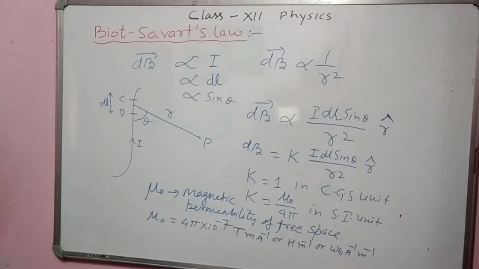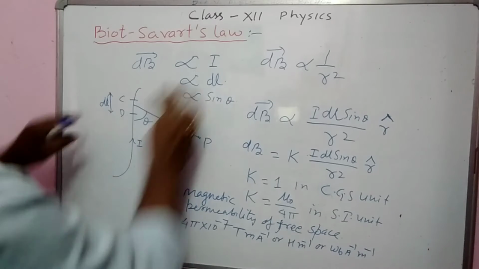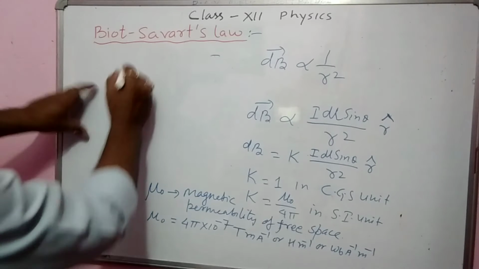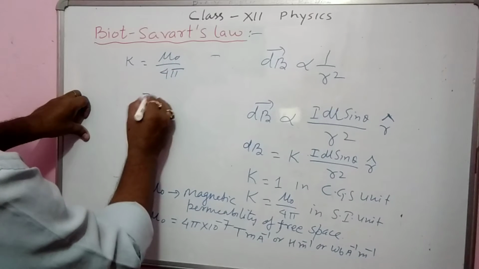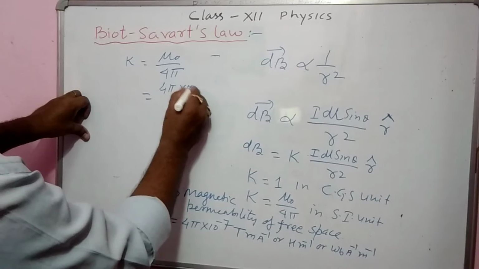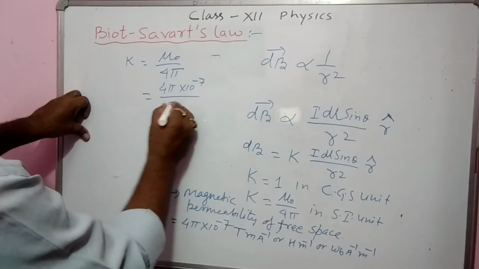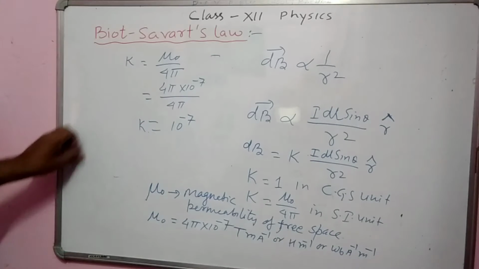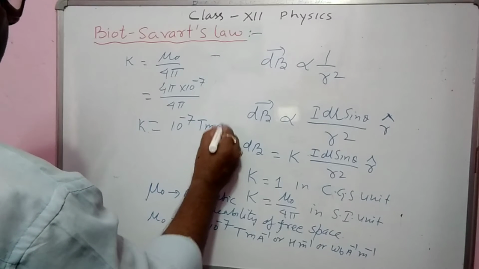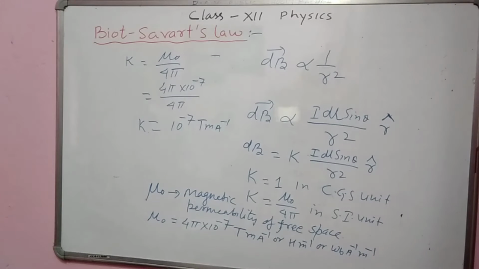Magnetic permeability is the ability of the medium to pass the magnetic field lines of force through it. So k is equal to mu naught by 4 pi, and mu naught is 4 pi into 10 power minus 7, therefore k will have the value 10 to the power minus 7, and the unit will be the same: Tesla meter per ampere or Henry per meter or Weber per ampere. This is the value of k in SI unit.